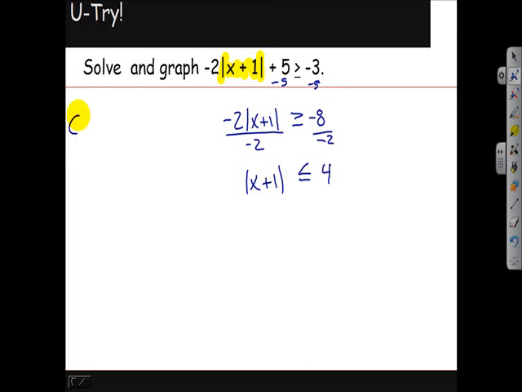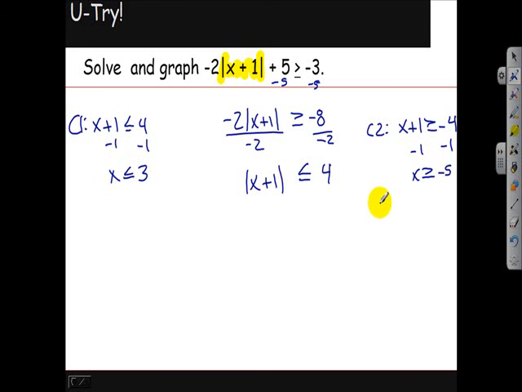So we'll go ahead and go case 1. X plus 1 is less than or equal to 4. Case 2, x plus 1, switch the sign, greater than or equal to, change the sign, -4. Subtract 1. X is less than or equal to 3. Subtract 1. X is greater than or equal to -5. Less than 3, greater than -5. Well, that's an interesting one because we're dealing with an or that's turning out like an and down here.